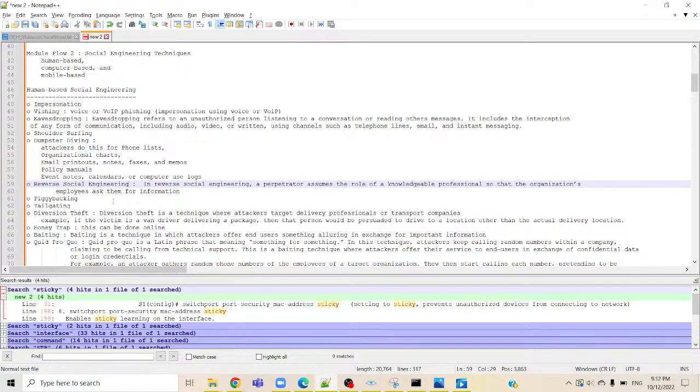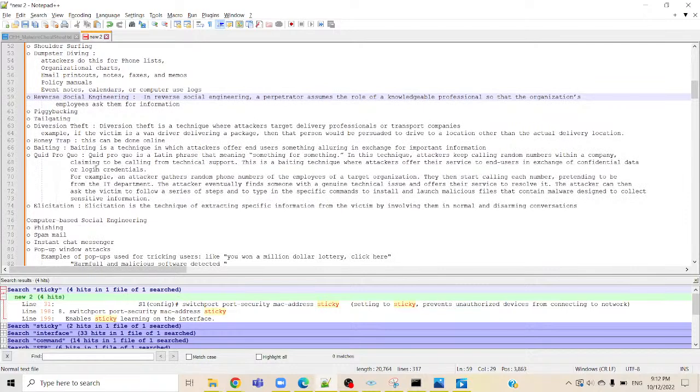So next, diversion theft. Diversion theft is a technique where attackers target delivery professionals or transport companies. For example, if the victim is a van driver delivering a package, then that person would be persuaded to drive to a location other than the actual delivery location.